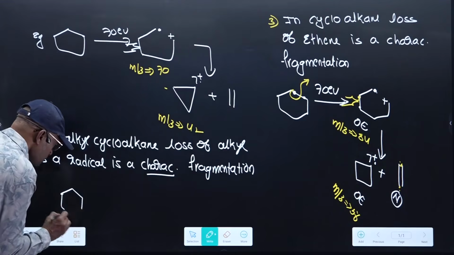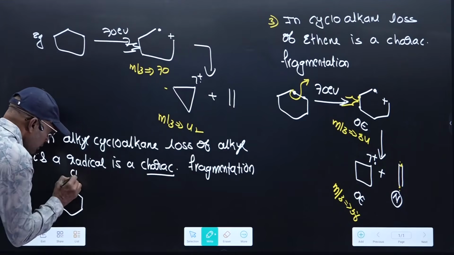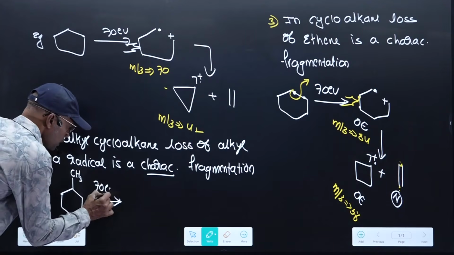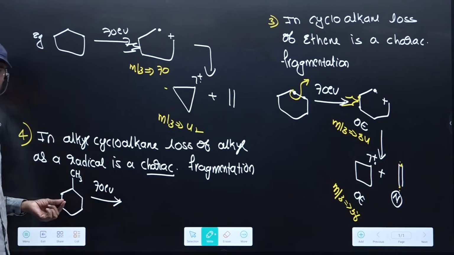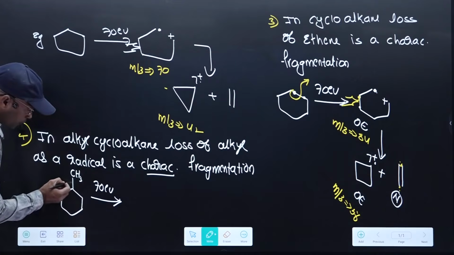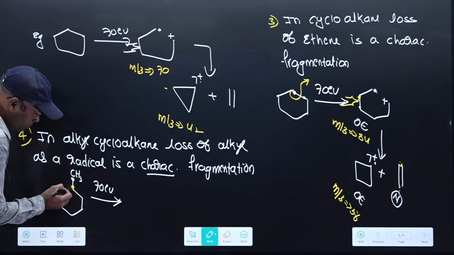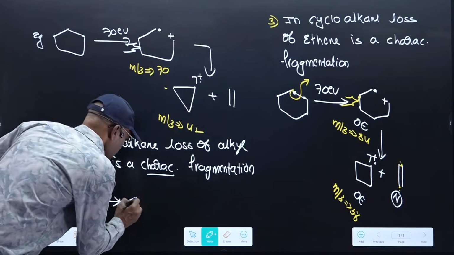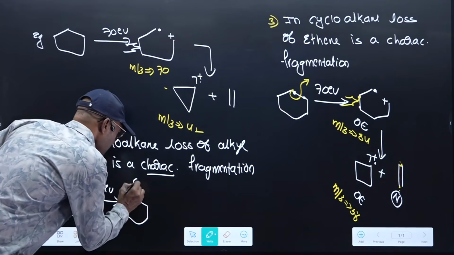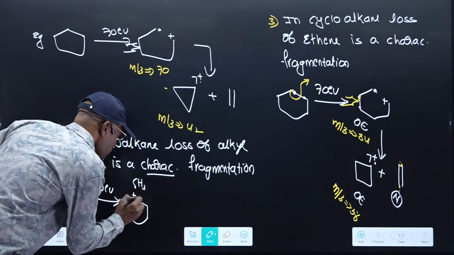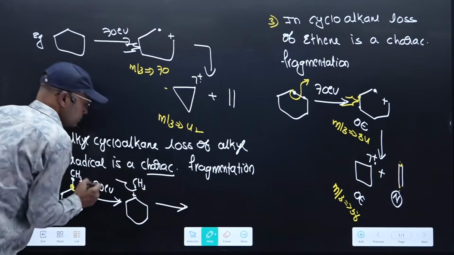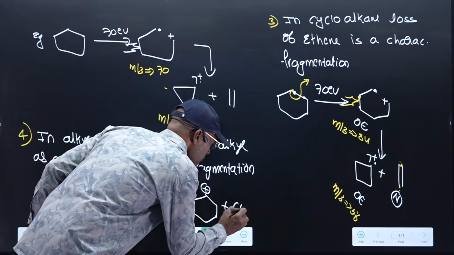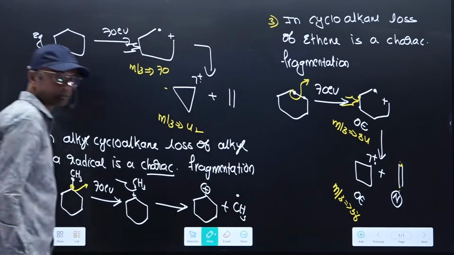See, this is a methyl cyclohexane. Now if I apply 70 electron volts, this point I explained. Way to remove, already explained. So can I remove electron from ring carbon or not? Remove this electron. If I remove this, carbon carry radical and this carry positive charge and go for fission. Then what happens? See, here will get positive and here will get methyl radical. That is the answer. That's it.